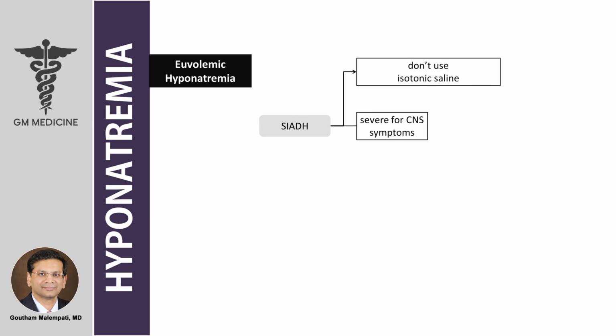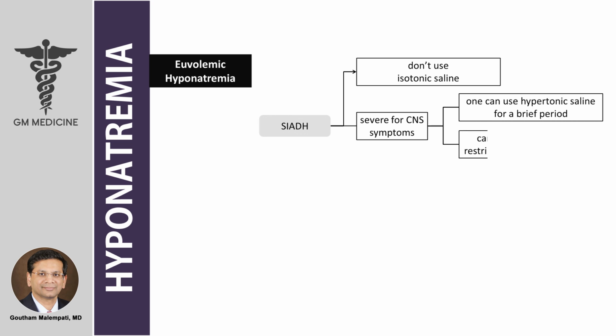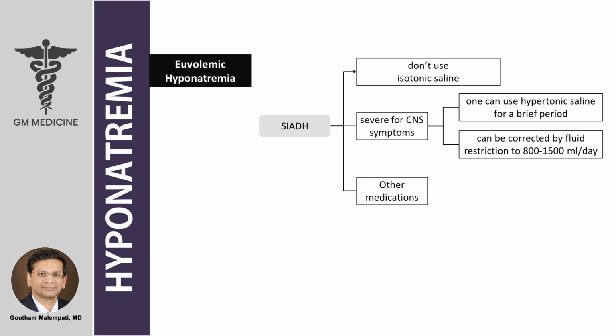If the hyponatremia is severe with CNS symptoms, one can use hypertonic saline for a brief period, but most of the cases can be corrected by fluid restriction to 800 to 1500 ml per day. Other medications that can be used for SIADH are the Vaptans, which we'll be talking about in a later part.